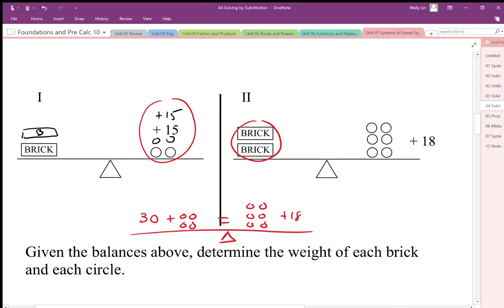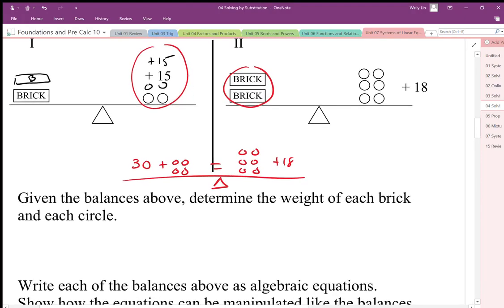Well, if that's the case, I've got 2 bricks here, which balances that, so I'm going to replace that. I'm going to get rid of 4 and 4 here, and I'm going to take away 18 from both sides, and I'm going to end up with 12 is equal to 2 circles. Well, that means that one circle must be equal to 6, whatever 6 is.